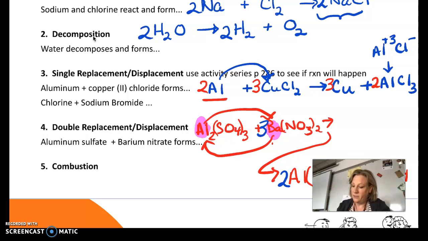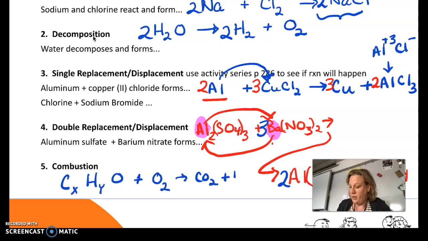Combustion reactions are when we have a hydrocarbon. So it could be some carbon, some hydrogen, and sometimes oxygen, reacts with oxygen and then forms carbon dioxide plus water. So for these, you're always going to have these 3 constants in a combustion reaction.